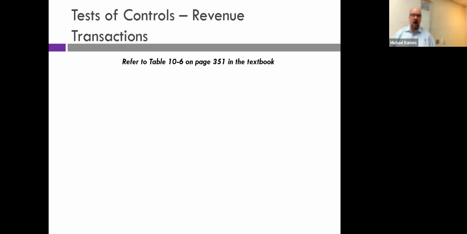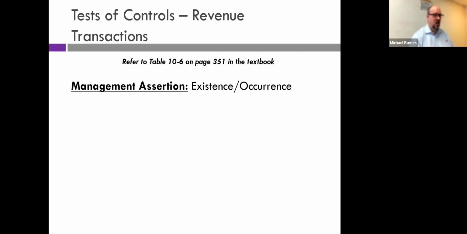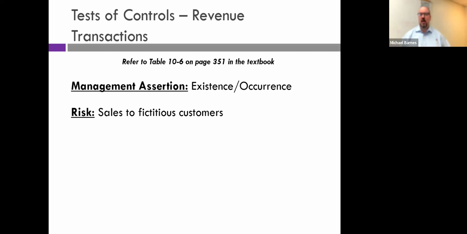So what did I say was our primary management assertion we are probably concerned about here? I didn't actually tell you the assertion, but I said fictitious sales are certainly a problem. Didn't I say that was a risk associated with many organizations? What is probably the assertion associated with that? That these fictitious sales don't actually exist. So it's existence, okay? So the management assertion of existence or occurrence, and of course, sales to fictitious customers, okay?